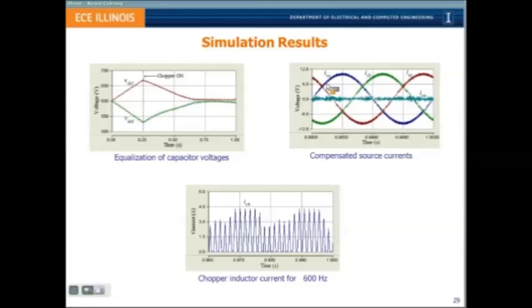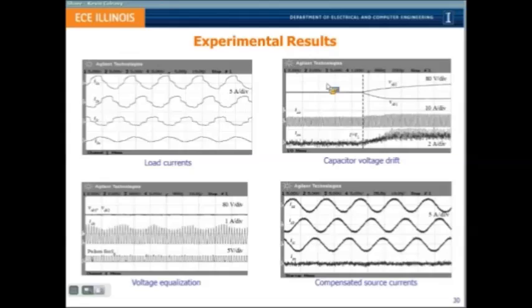When the chopper circuit is turned on, both the voltages tend to come back to the reference values, and the source currents become balanced sinusoidal with UPF relationship with the source voltages. This is the chopper current. So this was just taken to illustrate that the average value of this current is exactly the same as the average value of the current flowing in the neutral conductor. And these are the experimental results.